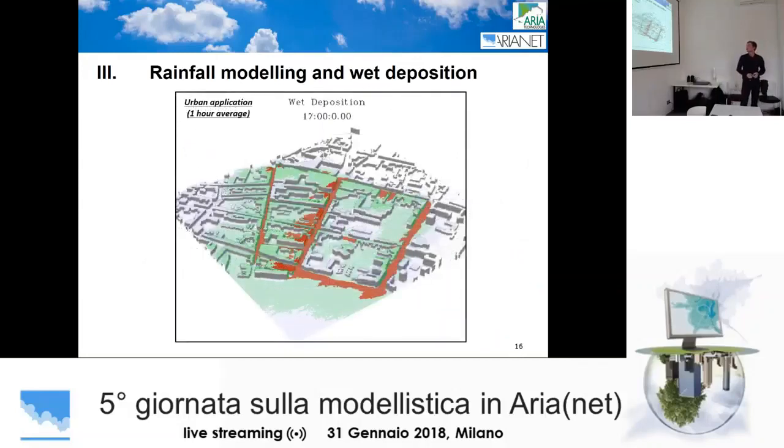And finally, we tried this new model on a typical traffic emission case, and this is the output of this model. So we can see that we have a deposition that takes into account buildings and small places, for example, inside these zones or here. So we have a strong effect of the building shapes on the wet deposition.